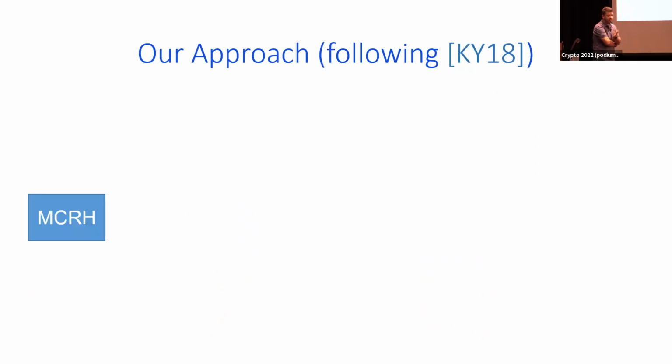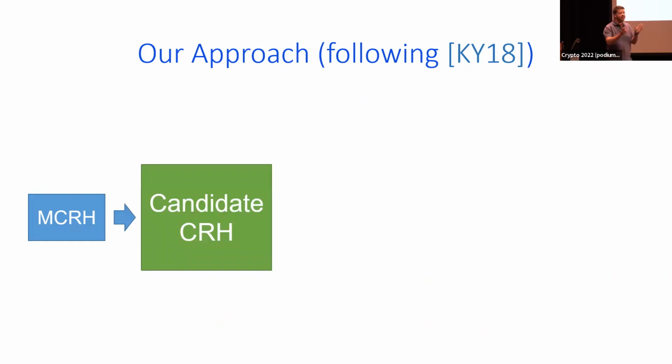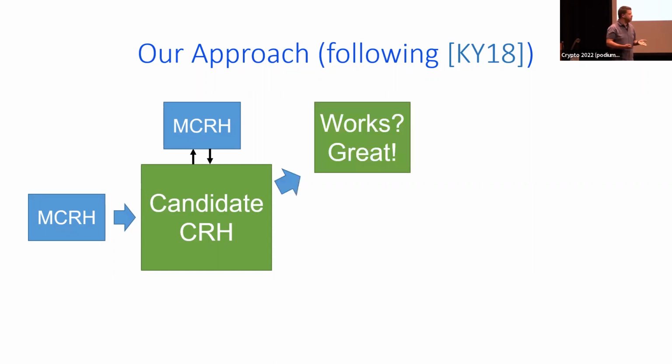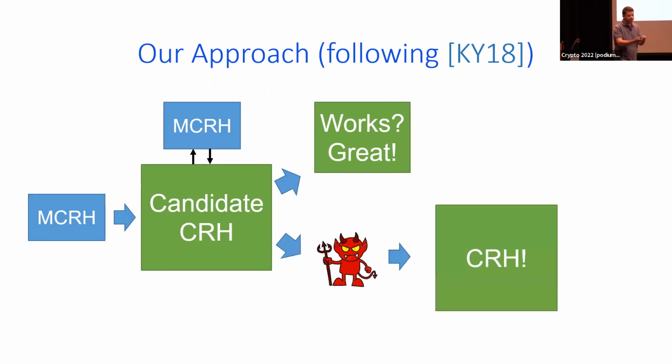Here's a bird's eye view of what we do. We start off with an MCRH, so it's hard to find large collisions. First step, we construct a candidate CRH. What do I mean by candidate CRH? Either it is a CRH or it is not. Two options. If it is, great, we are done. The more interesting aspect is what if it is not a CRH? If it is not a CRH, there exists an adversary. And what we do is actually use this adversary in the construction in order to build a different CRH. So the adversary itself is used inside the construction, not just inside the security reduction.